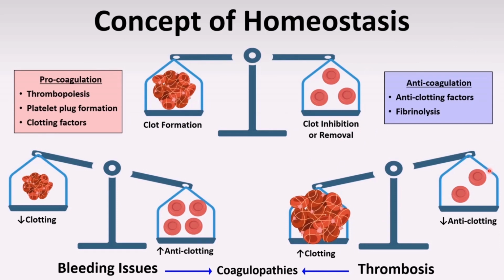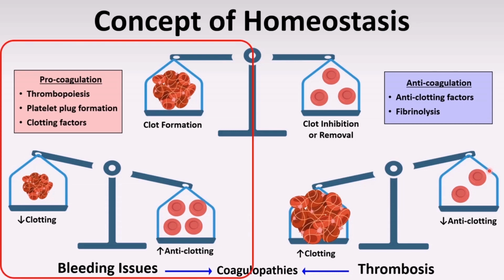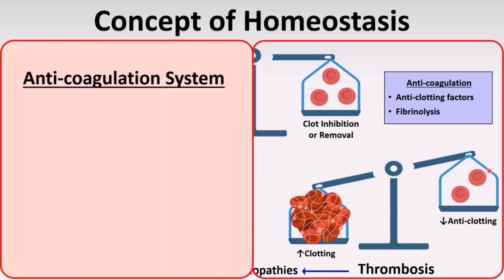Now we're going to revisit the concept of homeostasis again because you have learned from your earlier recordings that the coagulation system can only work smoothly if there's a good and tight balance between clot formation and clot inhibition. If there's any disruption in this balance, coagulopathies may happen. Now you also learned about the various factors that have contributed to or promoted coagulation. In this lecture, we are going to switch gears a little bit as we move on to the anticoagulation system.